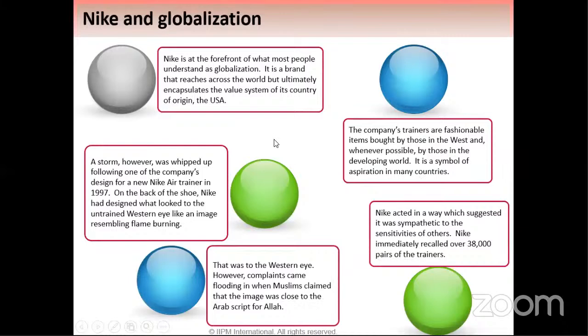A storm, however, was whipped up following one of the company's designs for a new Nike Air trainer in 1997. On the back of the shoe, Nike had designed what looked, to an untrained Western eye, like an image resembling a flaming bunny. Nike acted in a way which suggested that it was sympathetic to the sensitivity of others. Nike immediately recalled over 38,000 pairs of their trainers. That was the Western eye. However, complaints came flooding in when Muslims claimed that the image was close to the Arabic script for Allah. So Nike quickly acted.